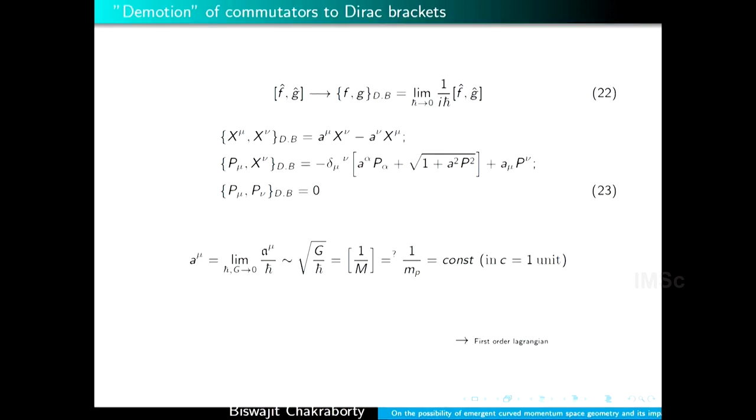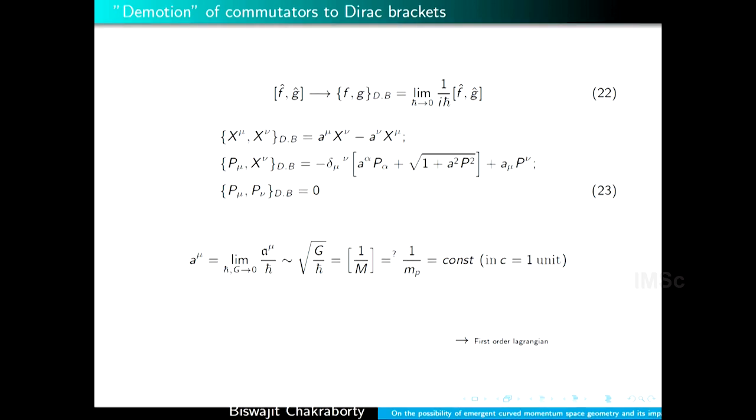Here, as I told you, we come down to the classical level. So what we do is demote the commutator to the Dirac bracket, dividing by i h bar and taking the h bar going to 0 limit, and introduce this new a mu, which is a mu divided by h bar in the limit h bar and g both going to 0. So this furnishes us with a mass scale in the unit c equal to 1. So these are the Dirac brackets.